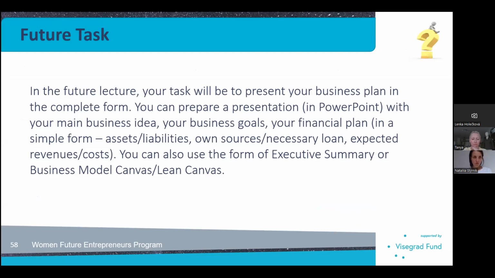Of course, there is no need to complete it if it is in process, but it will be fine to outline some information about your plan in the written form in the presentation. And you can prepare a presentation in PowerPoint with your main business idea, your business goals, financial plan, and then the business plan will be presented. You can also choose executive summary or business model canvas, lean canvas.